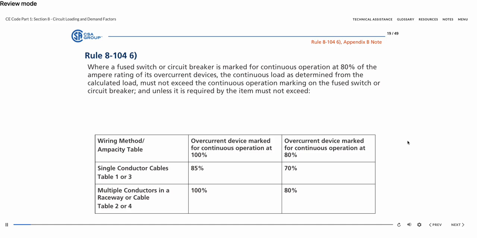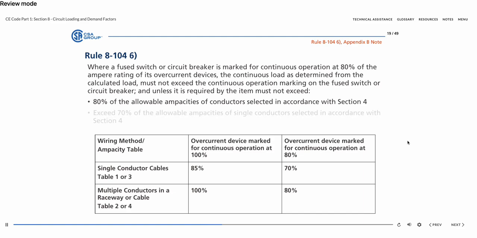Where a fused switch or circuit breaker is marked for continuous operation at 80% of the ampere rating of its overcurrent devices, the continuous load as determined from the calculated load must not exceed the continuous operation marking on the fused switch or circuit breaker, and unless it is required by the item, must not exceed 80% of the allowable ampacities of conductors selected in accordance with Section 4, or exceed 70% of the allowable ampacities of single conductors selected in accordance with Section 4.